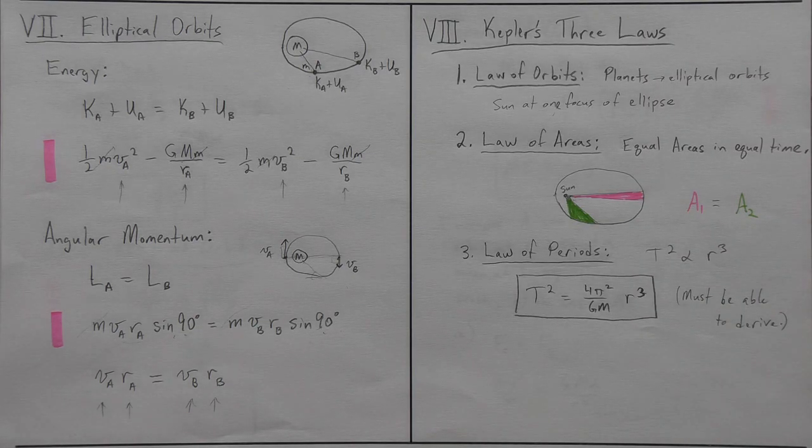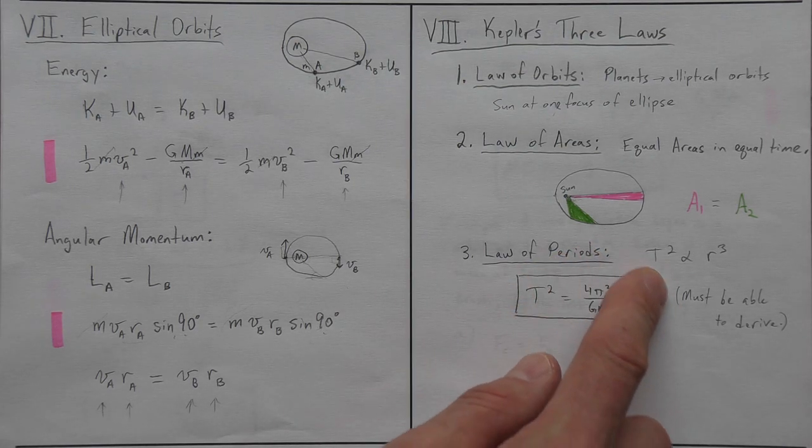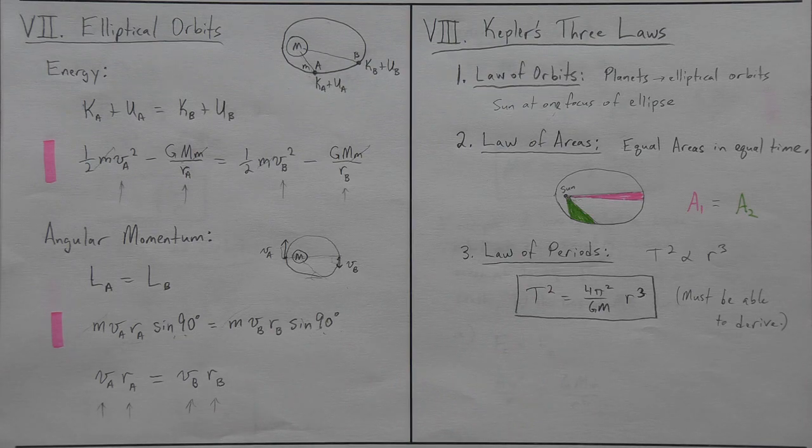The last thing, Kepler's 3 laws. I put this last deliberately. In my opinion, it's the least important, in terms of it not being that likely that you're going to be asked questions about it on the AP. The exception being deriving this. This is pretty likely.